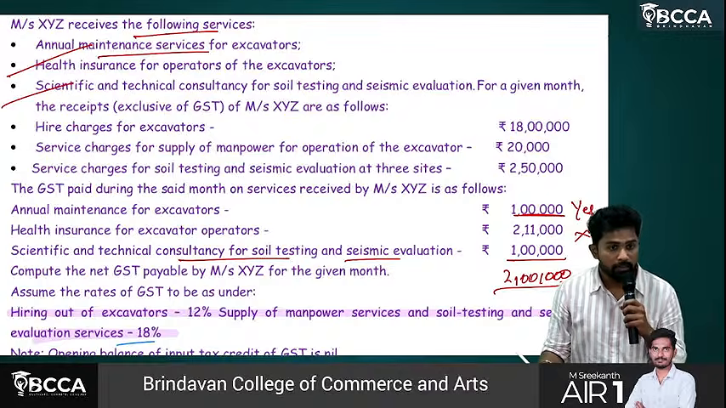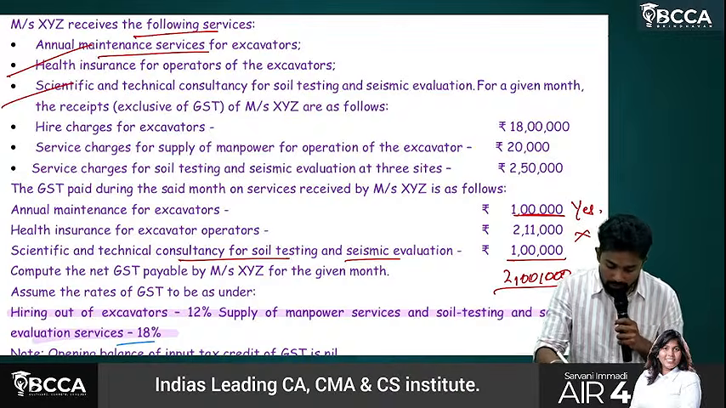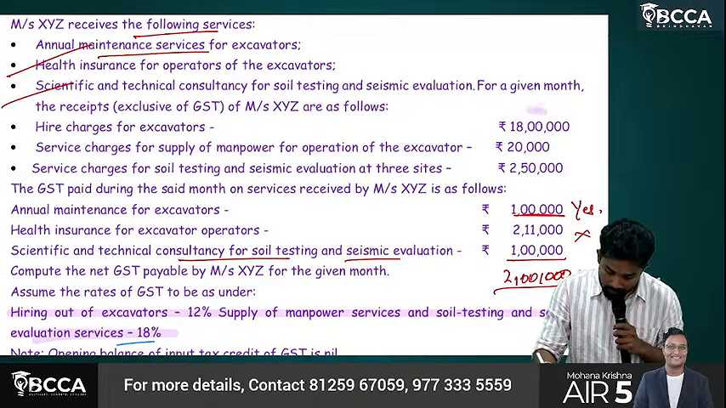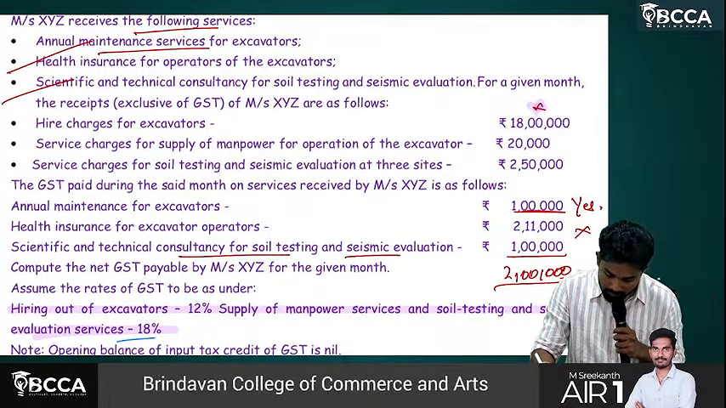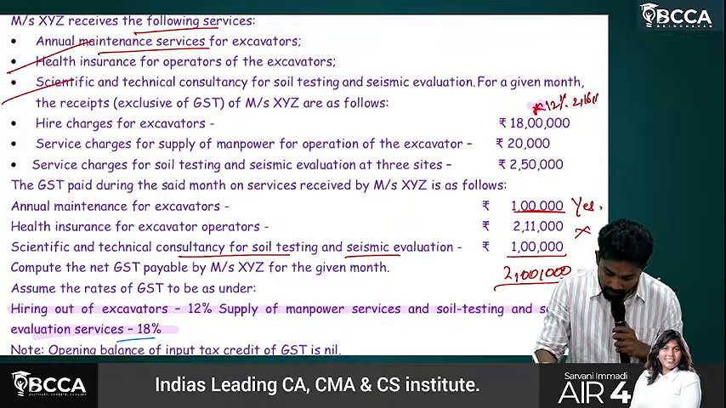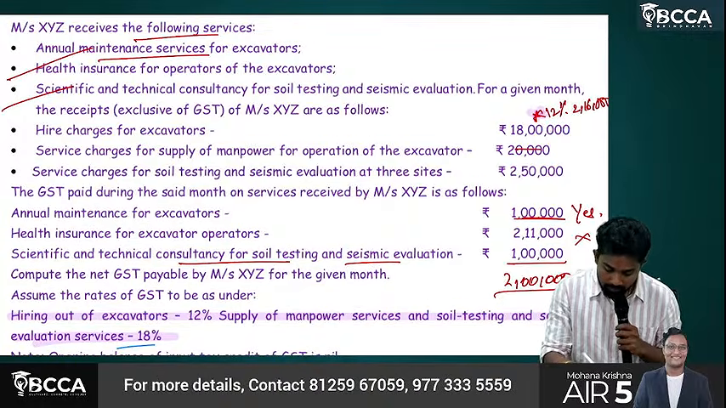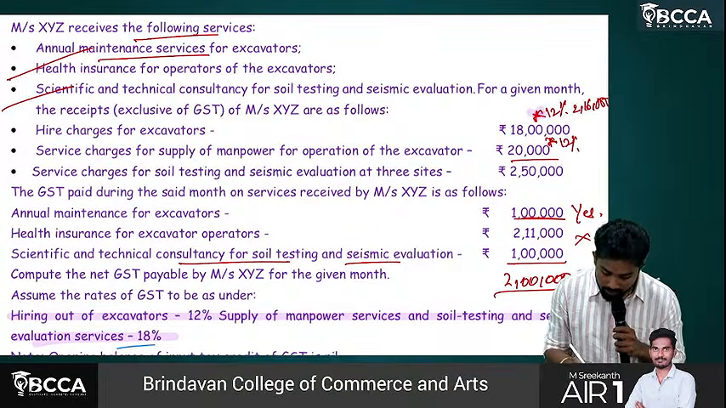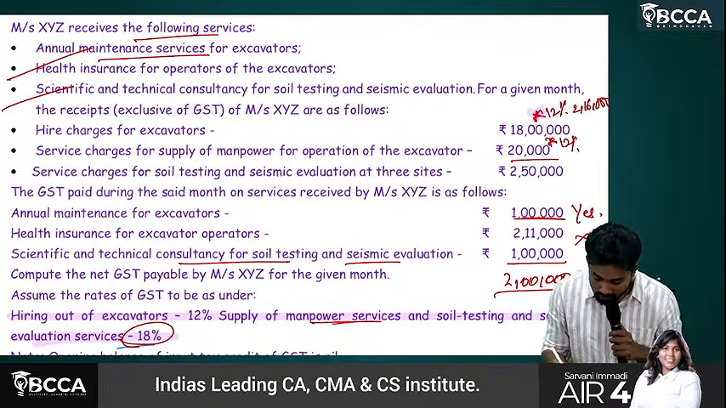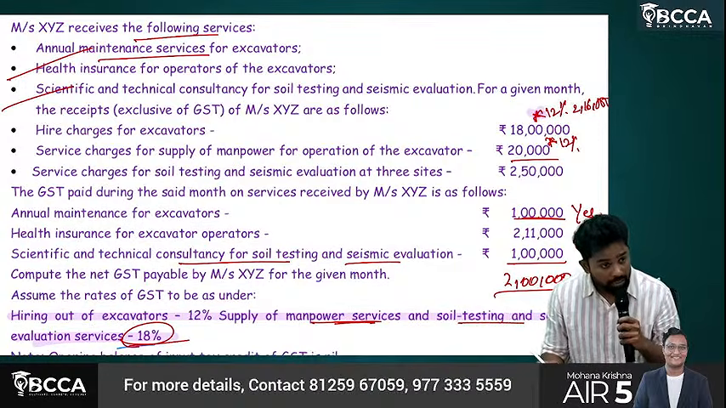Sir, what is the tax liability? 18 lakhs into what percentage? 12 percent. How much? 2 lakh 16 thousand. Then 20,000 into what percentage? 12 only. Why 12? Sir, why not 18? Because actually on manpower and soil testing the rate is 18 percent.